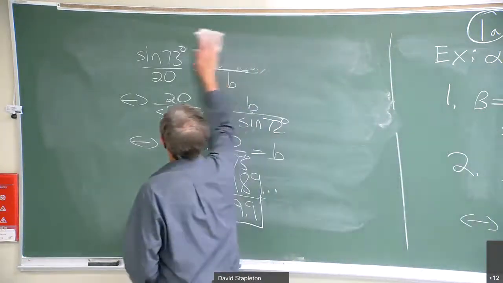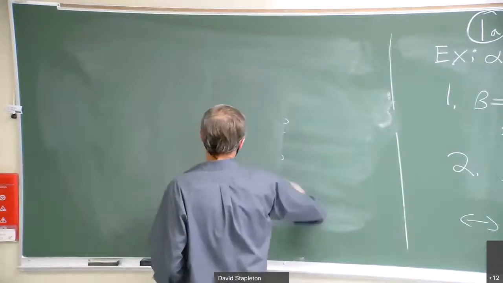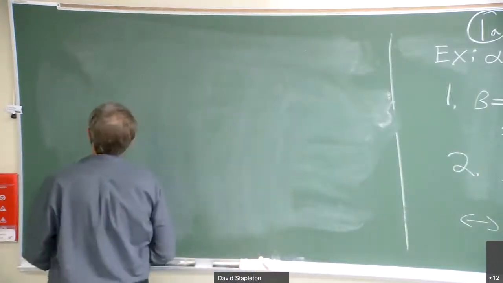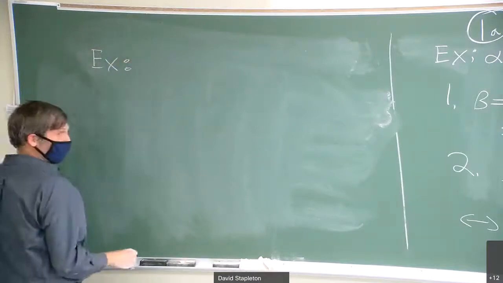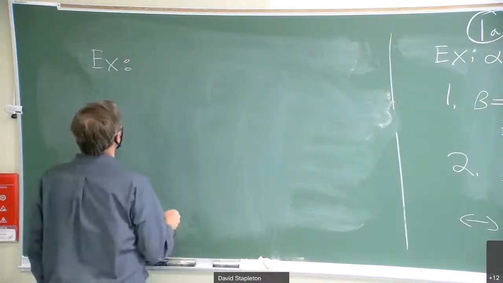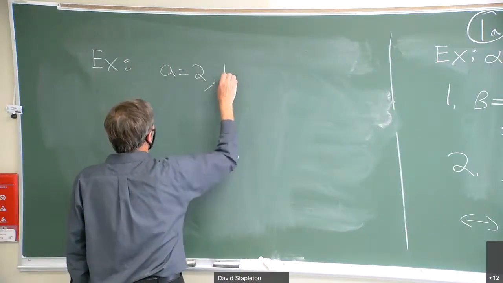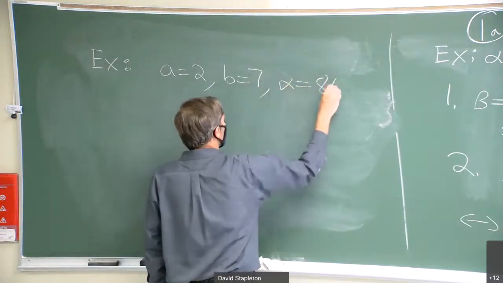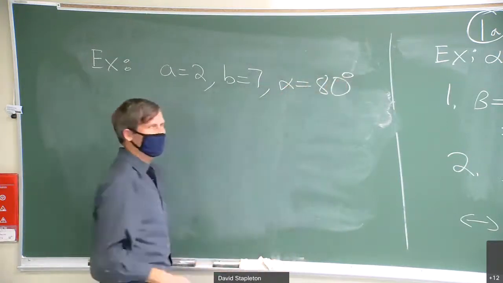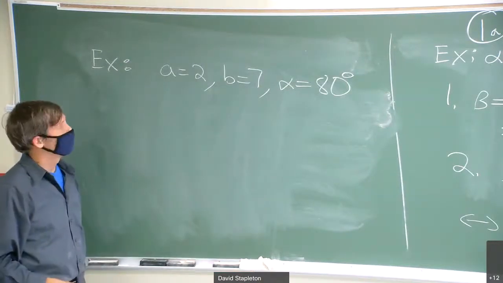All right. So we need an example. I like this example because it illustrates how intuition can play into this. All right. Suppose A equals 2, B equals 7, and alpha equals 80 degrees. What do I know immediately just by thinking with some intuition? Anybody see it?